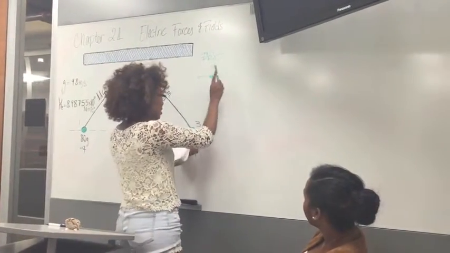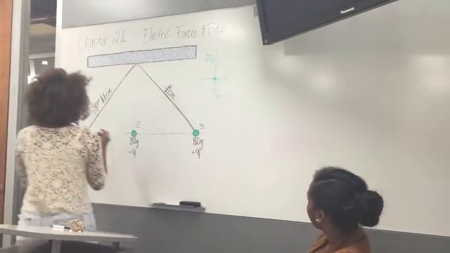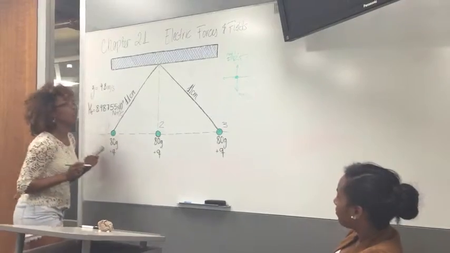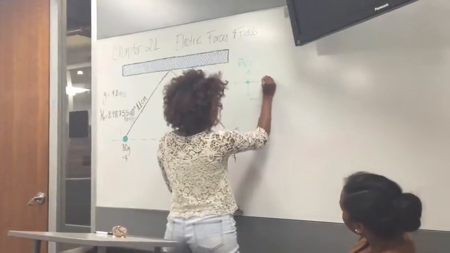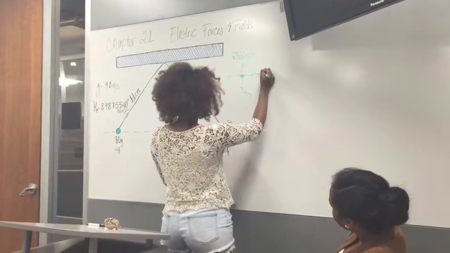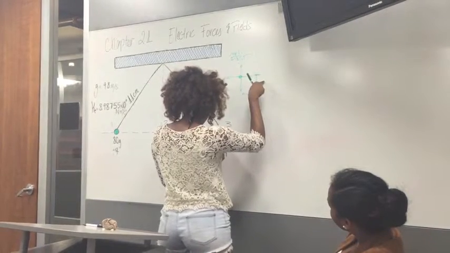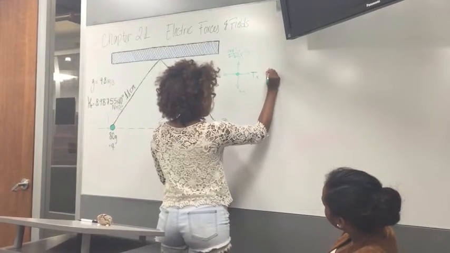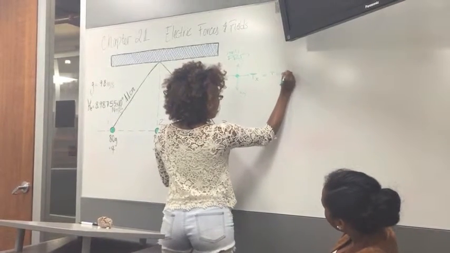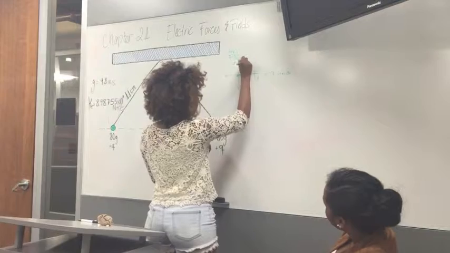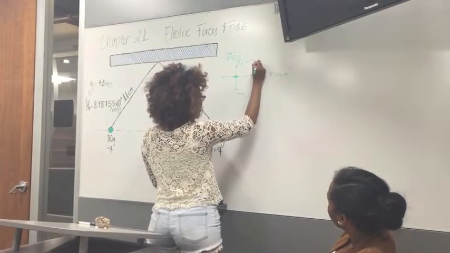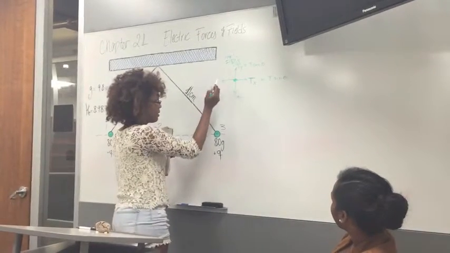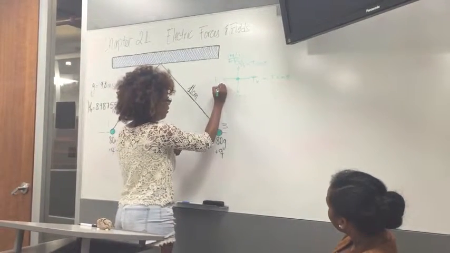So then, this one right here, since we have this diagonal force, we have to break it up in 2 components, right? X and Y. So this is going to be T. This is going to be Tx, which is equal to T sine theta. And this is going to be Ty, which is equal to T cosine theta. So lastly, our last force is this one. We're going to call it F of C.